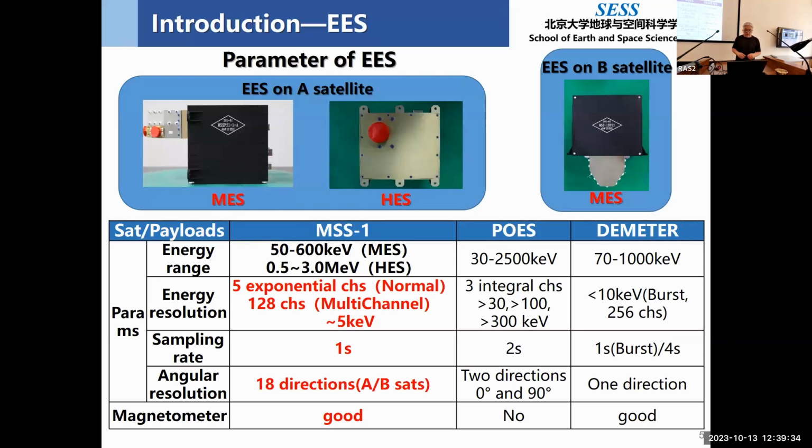The sampling rate is 1 second, which is almost equal. But our best characteristic is angular resolution. We have 18 directions on the satellites. In comparison, I think the MEPD just has two directions: one at 0 degree pitch angle and another at 90 degree pitch angle. Demeter just has one telescope, so this is our best point.